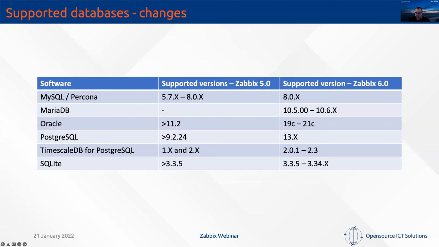19C till 21C, Postgres 13 whatever branch, TimescaleDB, which is an extension for Postgres, only TimescaleDB 2.0.1 and 2.3, and SQLite for the proxies, of course, 3.3.5. So yes, there are some changes. Yes, you must upgrade your database as well, but actually that's not really too hard to get going. And what you get in return, better performance, more security. So it's not really a bad idea to upgrade anyway.